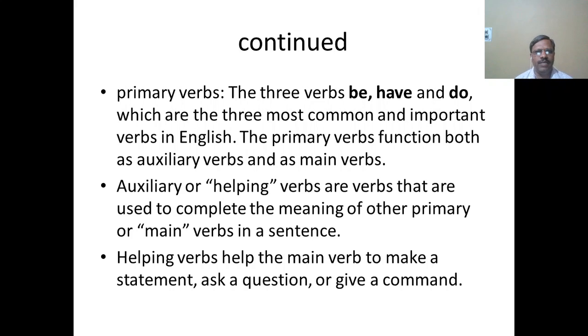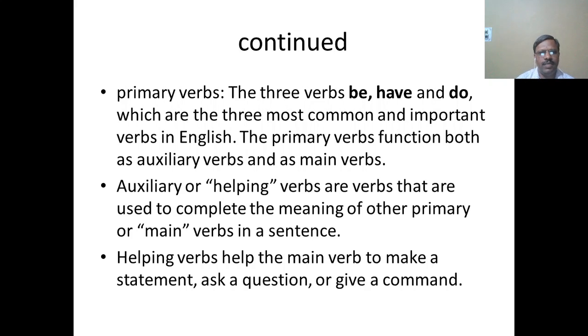The primary auxiliary verbs be, have, and do, they are the most common and important auxiliary verbs in English. The primary verbs or auxiliary verbs function both as auxiliary verbs and as main verbs that we saw in the last class. Today let us learn something more about these auxiliary verbs.